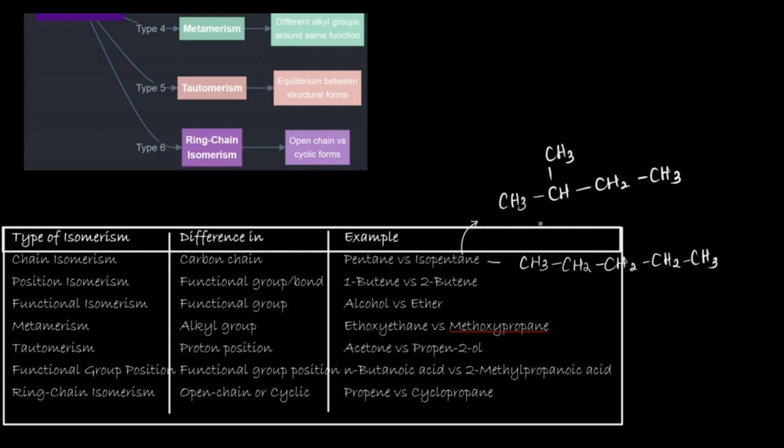What is the molecular formula of isopentane? 5 carbons are there. How many hydrogens? 3, 6, 7, 8, 9, 10, 11, 12. C5H12. What about pentane? Once again 5 carbons and how many hydrogens? 9 plus 3, 12 hydrogens. Right? Same molecular formula but different way of attachment in the same chain.